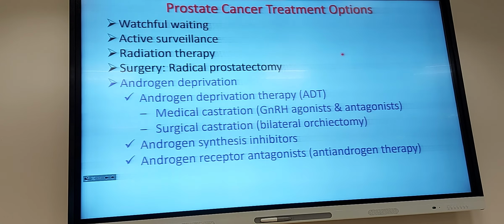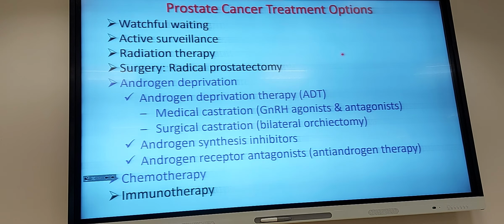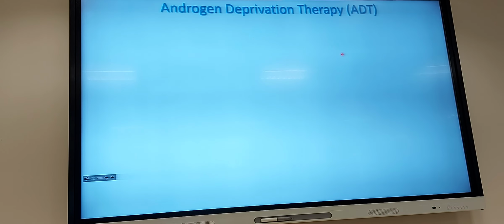And then as an adjunct, you can use androgen synthesis inhibitors and androgen receptor antagonists. So this is all under androgen deprivation. And then if it's a metastatic disseminated disease, then there is probably some role of chemotherapy as well. And there's a role of immunotherapy as well. But we will not talk about immunotherapy. Hopefully next year, if it's a 1 hour lecture, then probably we can do immunotherapy as well. So we'll just talk about androgen deprivation in one slide. For each category, I have put only one drug.